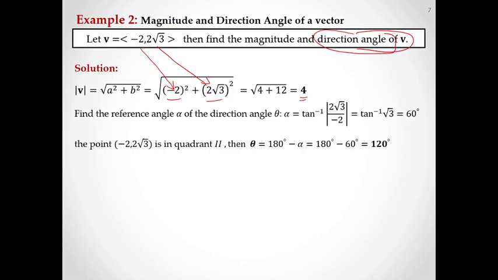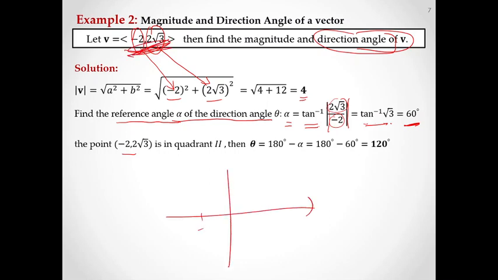And for the direction angle of V, we have to find the reference angle first. What's the reference angle of the direction angle? We just say alpha is equal to tangent inverse of B over A, taking its absolute value. So it will be tangent inverse square root 3, which is 60 degrees. Now look at the point. It's in quadrant 2: minus 2, 2 square root 3. The reference angle is 60, so it has to be under 120 degrees. As you see, it will be 120 degrees.